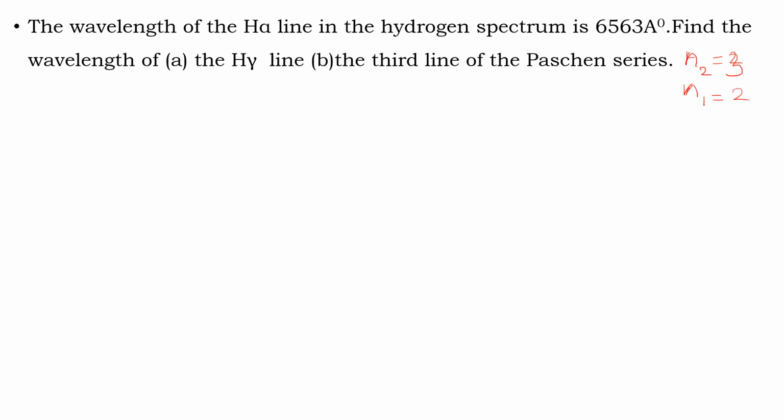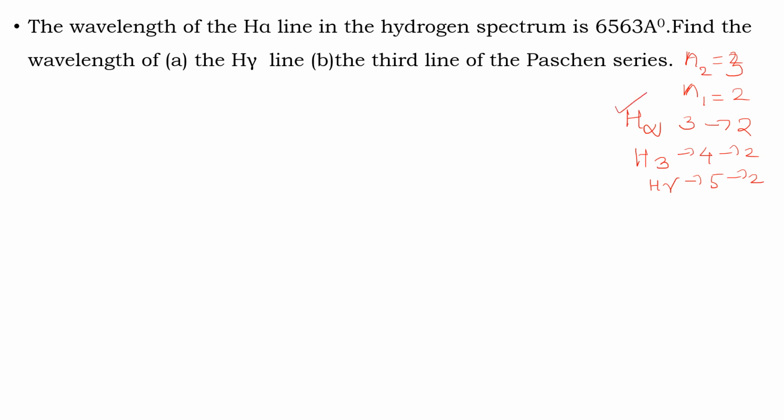n1 equal to 2 level. That is 3 to 2 transition, that is the H alpha line. The H alpha line, H gamma line, all these lines are in the Balmer series. In the Balmer series, the lowest energy state is n1 equal to 2 and the higher states are n2 equal to 3, 4, 5, etc. The H alpha line corresponds to 3 to 2 transition, the H beta line corresponds to 4 to 2 transition, and the H gamma line corresponds to 5 to 2 transition.